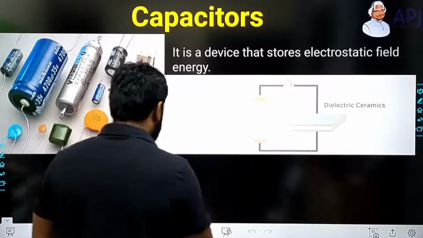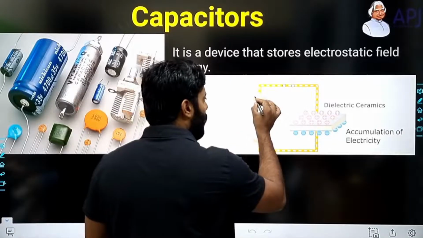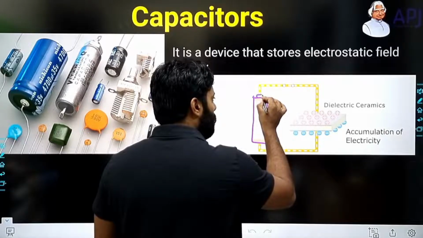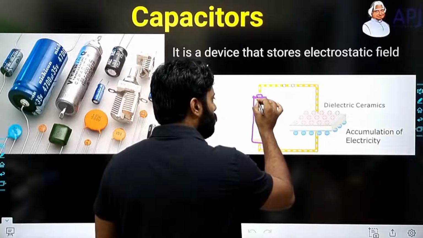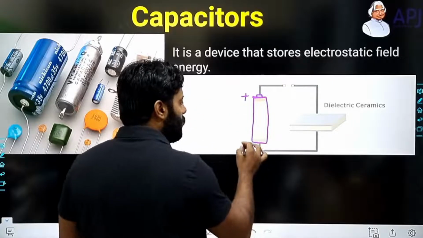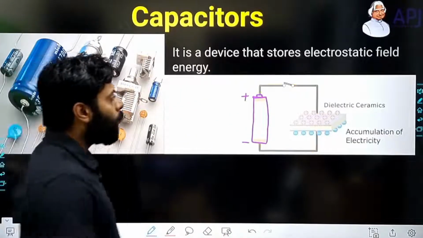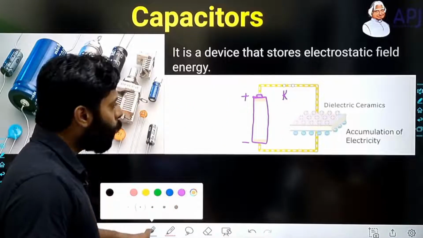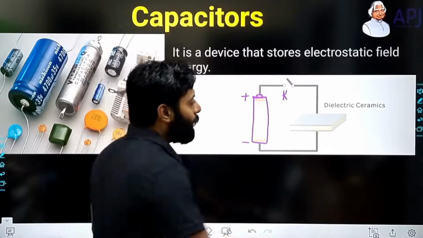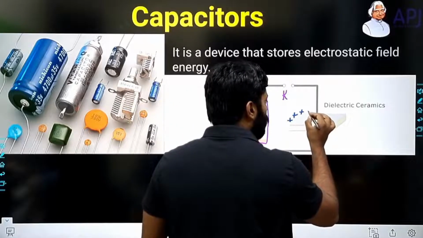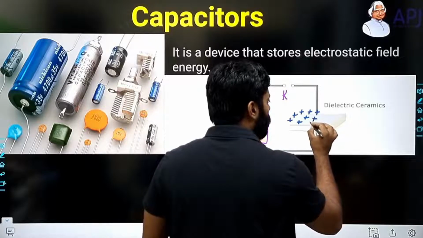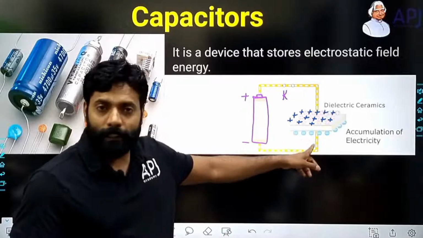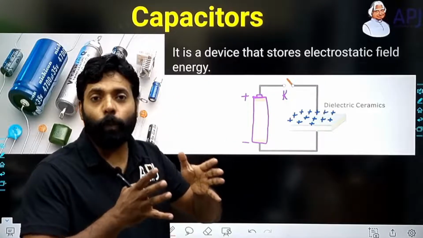So here you are seeing that there is one battery, and this is the positive terminal of the battery, right? This is positive terminal, this is negative terminal. और जैसे ही हम की को ऑन करते हैं, whenever you are switching it on, what happens? The positive charge will get accumulated on one of the plate of the capacitor, and the negative charge accumulates on the other side, and we are basically storing this charge.